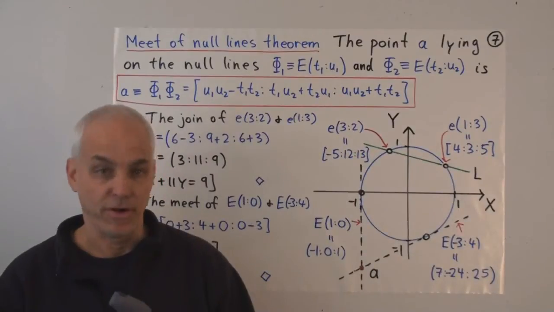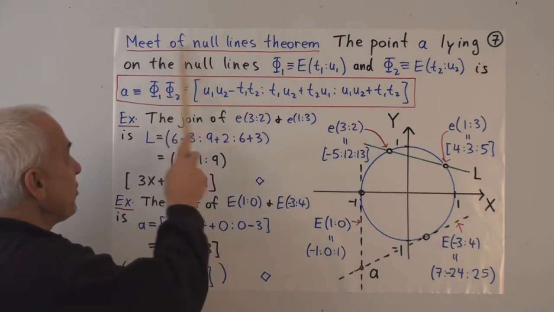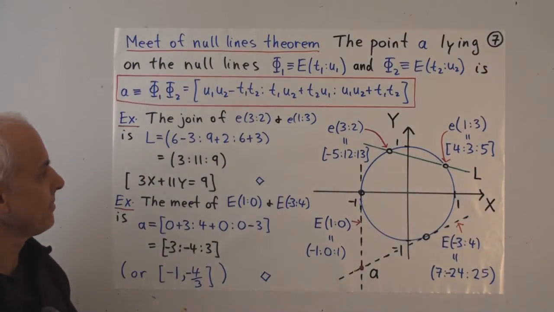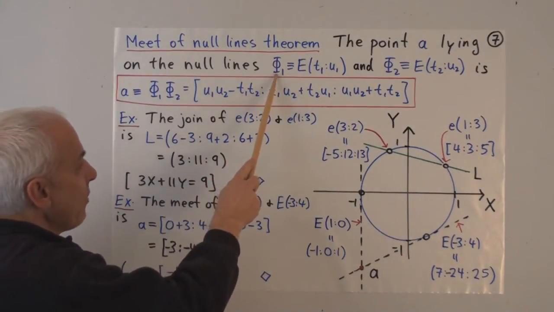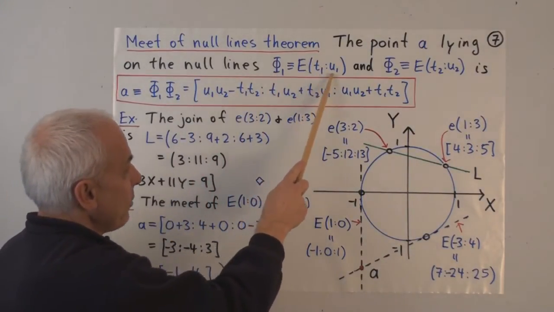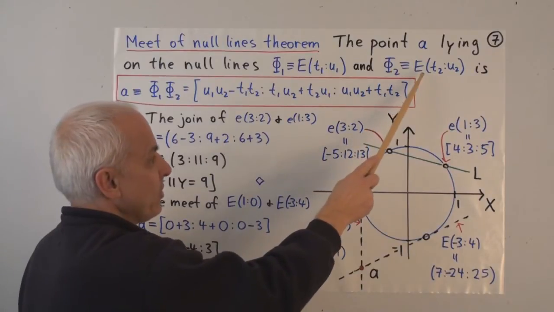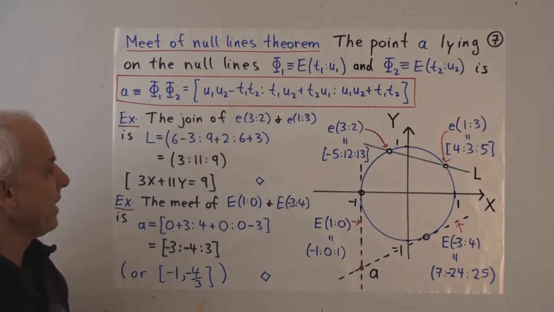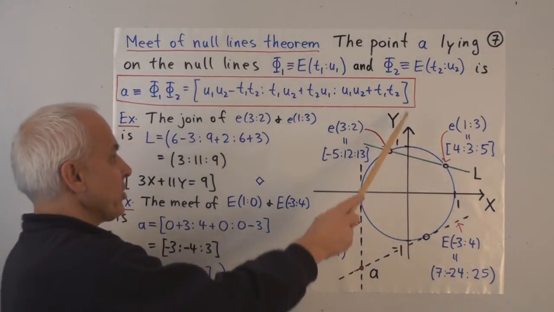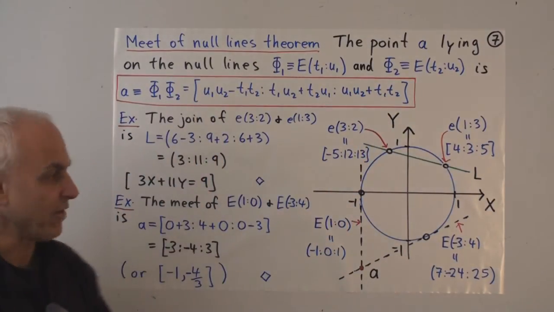Of course, there is a dual theorem. We'll call it the meet of null lines theorem, telling us that the point A, which lies on the 2 null lines phi 1 equals E of t1 u1, and phi 2 equals E of t2 u2, is this point right here. Exactly the same expression, except there are square brackets instead of round brackets.